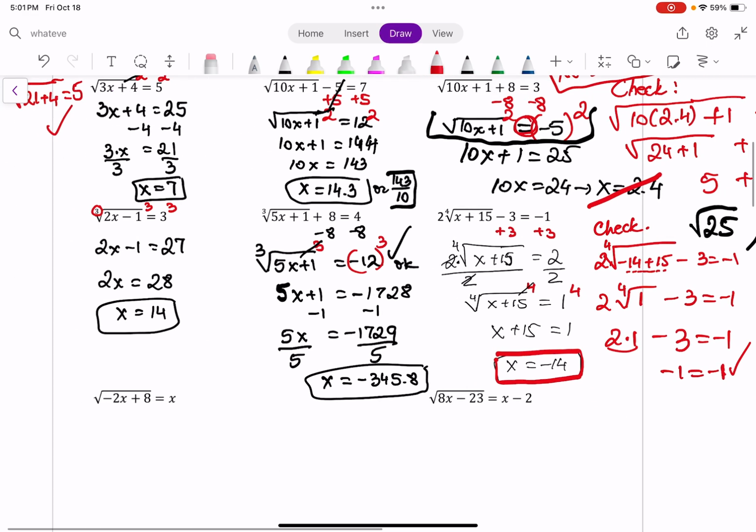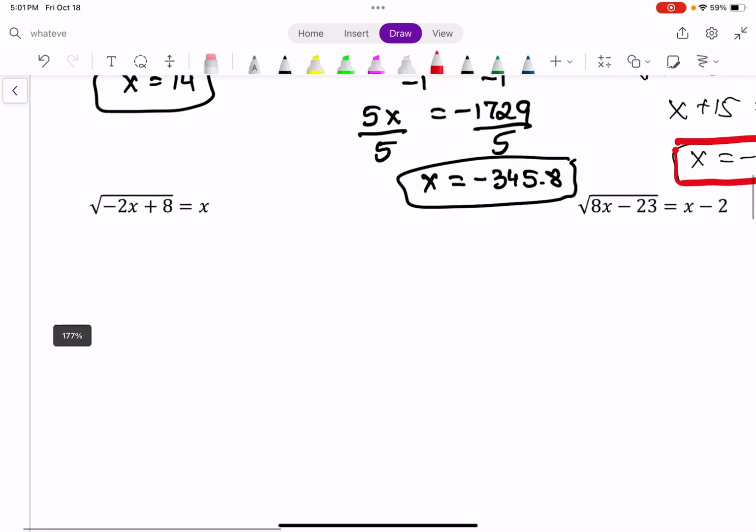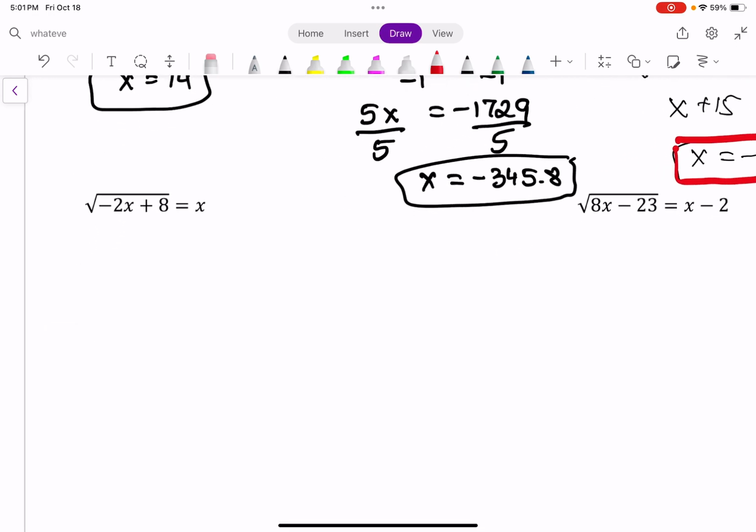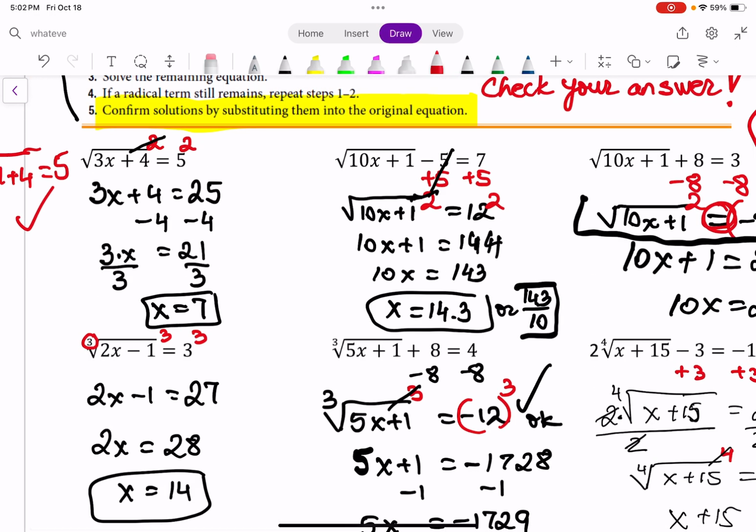All right, these last two I'm giving you here are a little trickier, because these were easy. As soon as we got rid of the square root, cube root, fourth root, as you saw, we ended up with a linear equation of degree 1, which we definitely practiced and know how to solve.